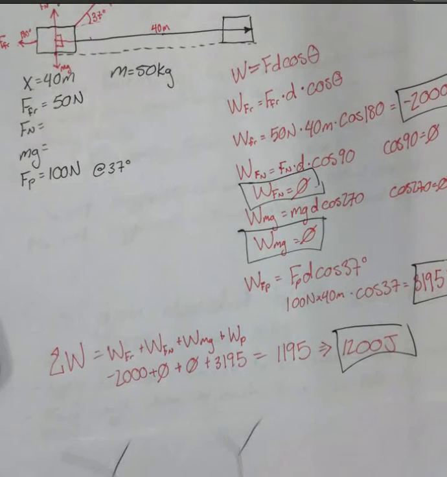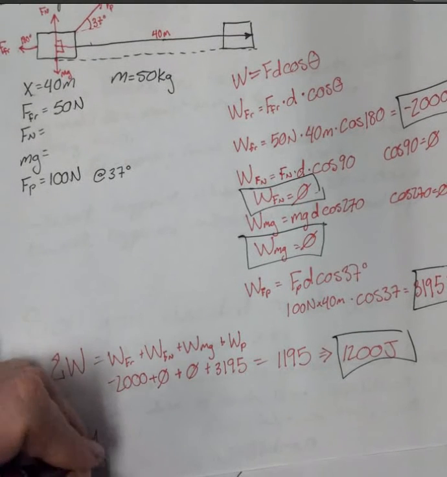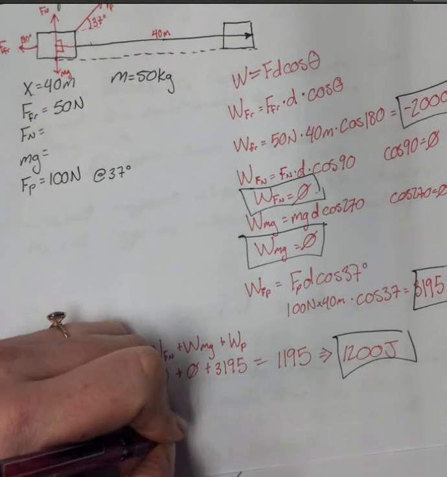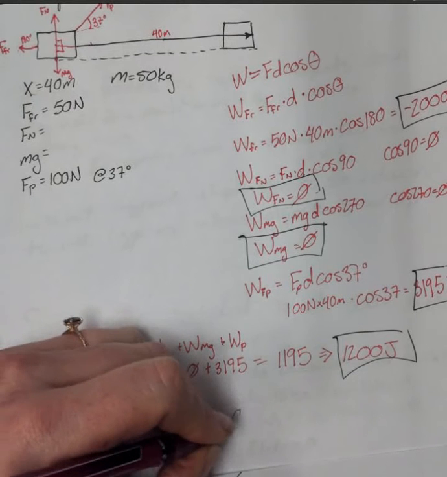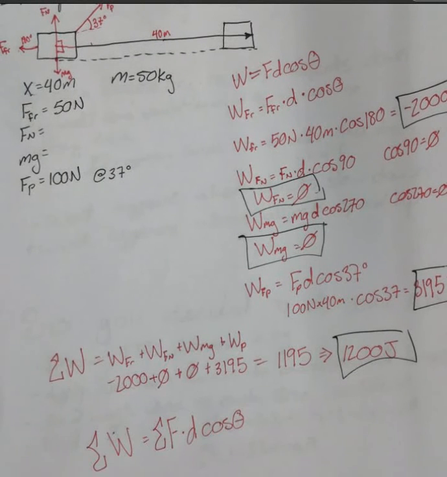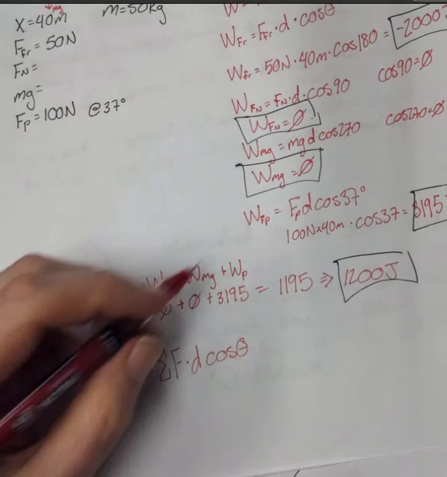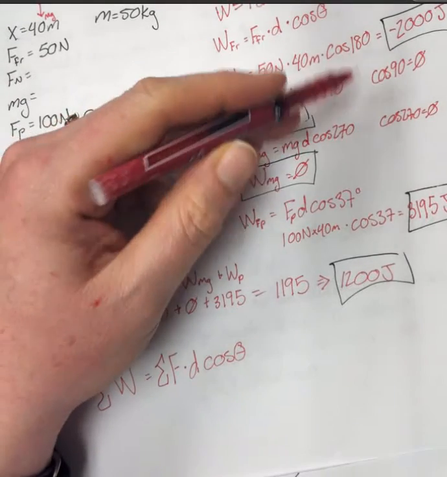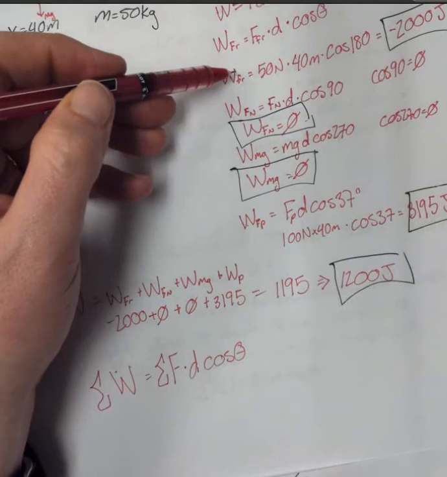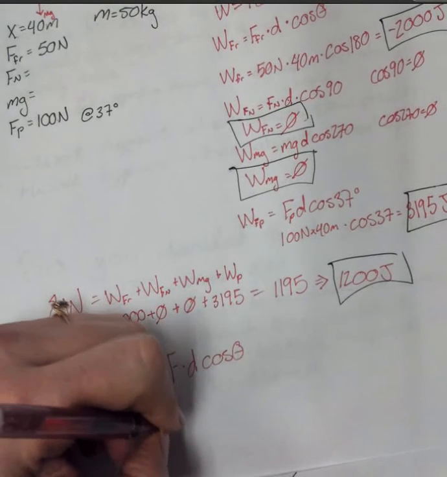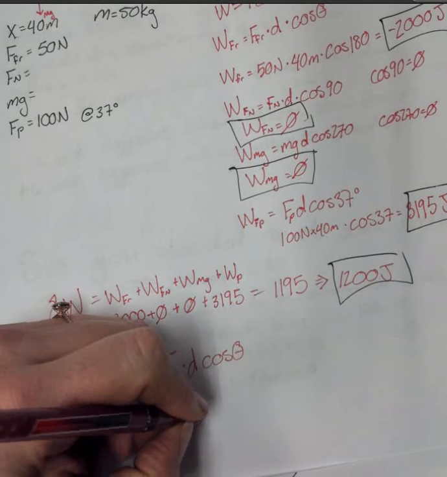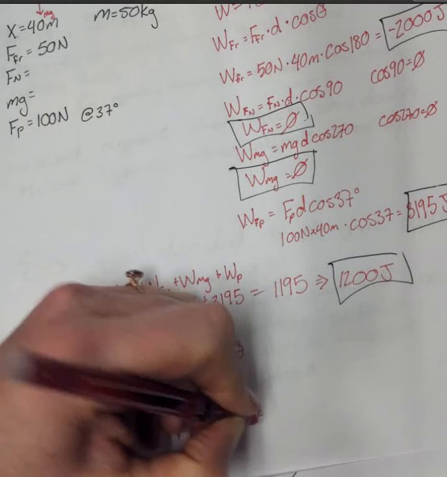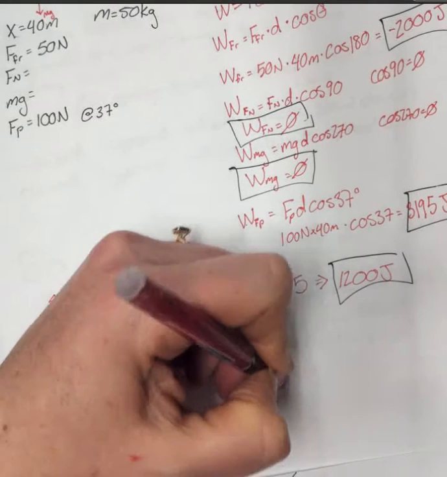The other way we could do this is we could calculate the net work by using the net force times the displacement times the cosine of theta. In that case, we would just take the force of the pull and the force of the friction, so it would be F pull cosine theta minus F friction, and that would give us the net force.